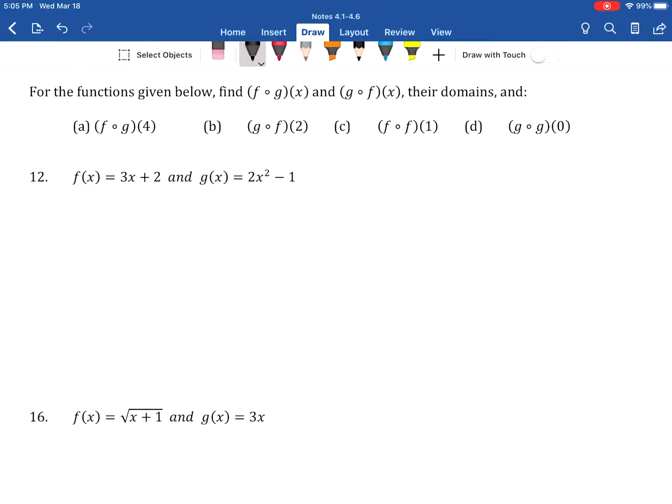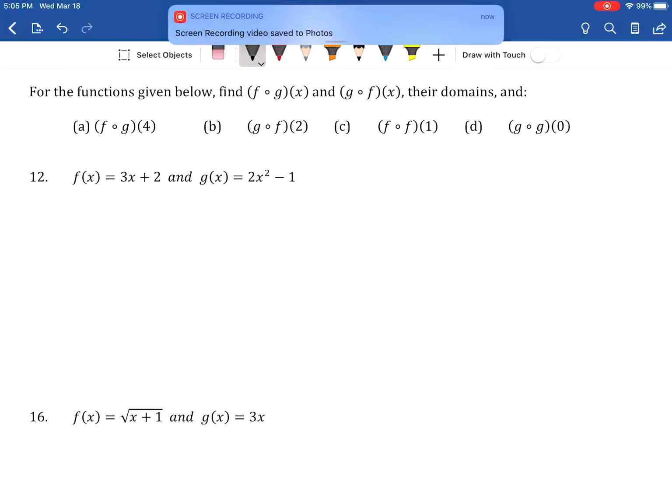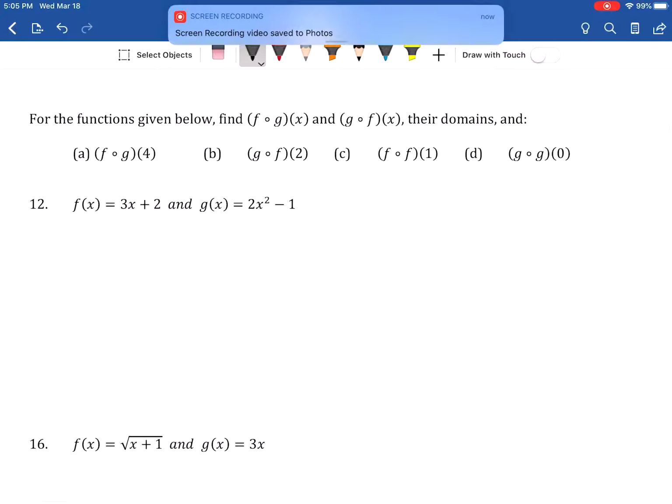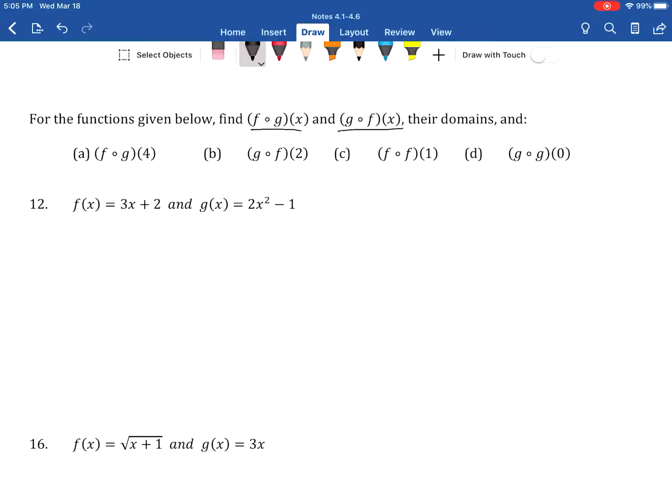We are continuing with the 4.1 notes. This is page 3. For the functions given below, find f composed with g of x and g composed with f of x. Also find their domains and a, b, c, and d that's listed there. So number 12, f and g are given there. The first thing we have to find is f composed with g of x.